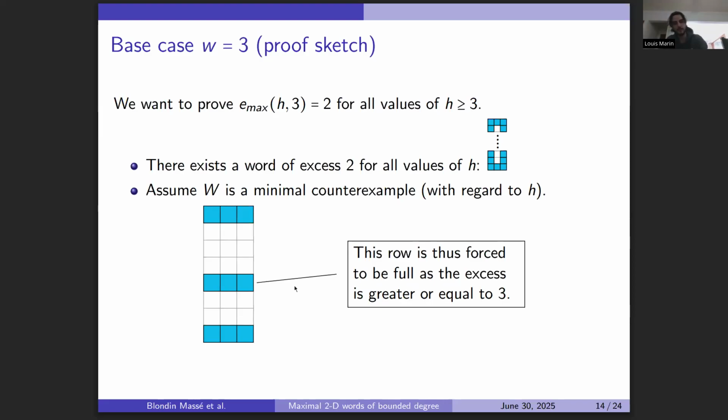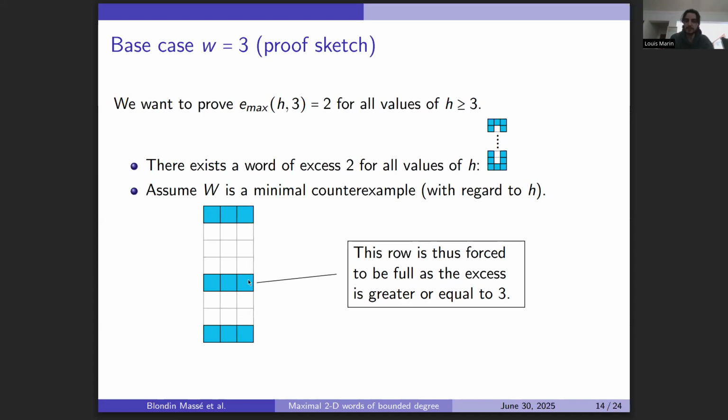But this row would contribute negatively, and we know that the first few rows from the bottom up to this new row would be of excess only 1, because all of the rows would be of excess 0 except the bottom one. This means that the factor starting from the top up to the row just above the row that we chose would be another minimal counterexample, which is impossible.